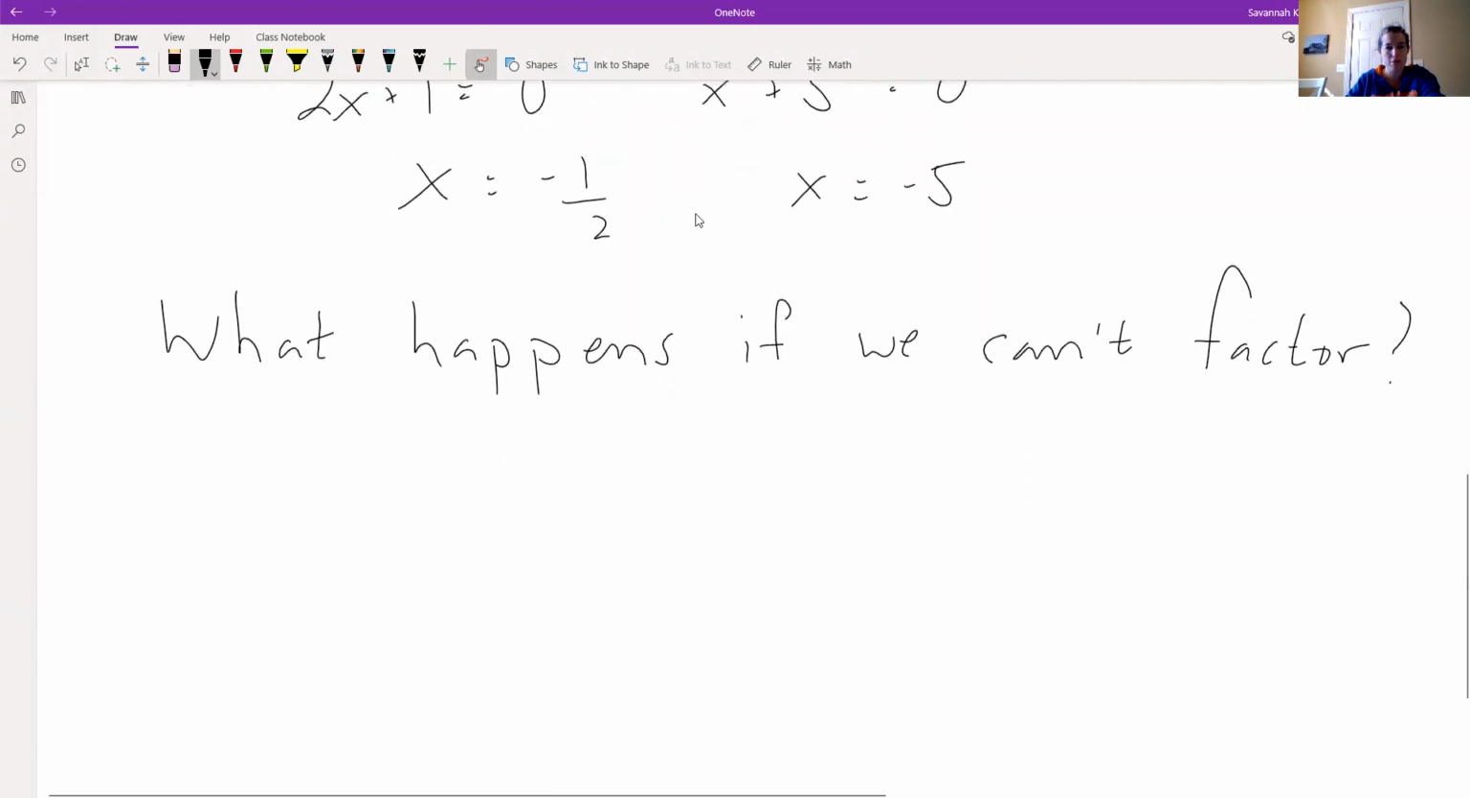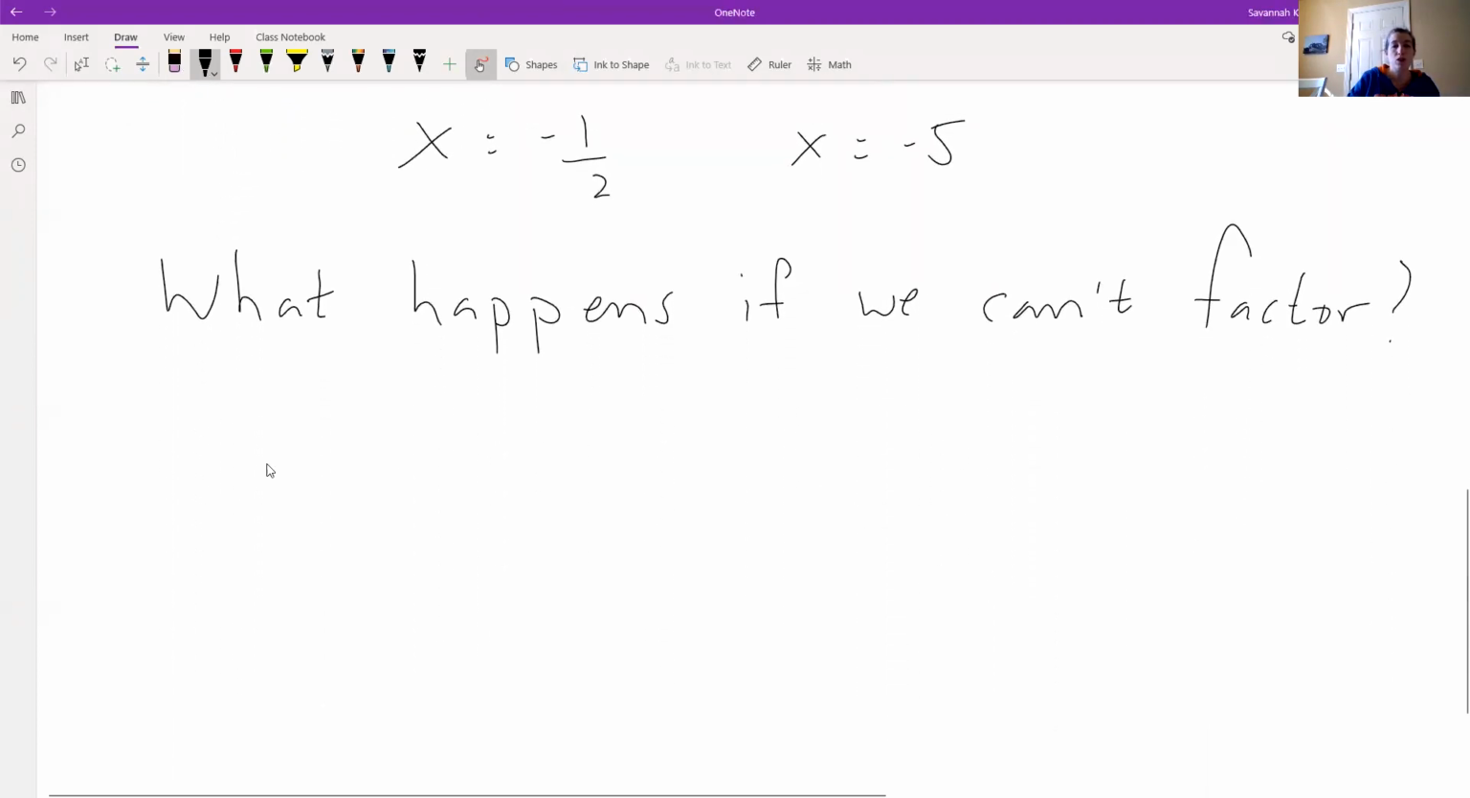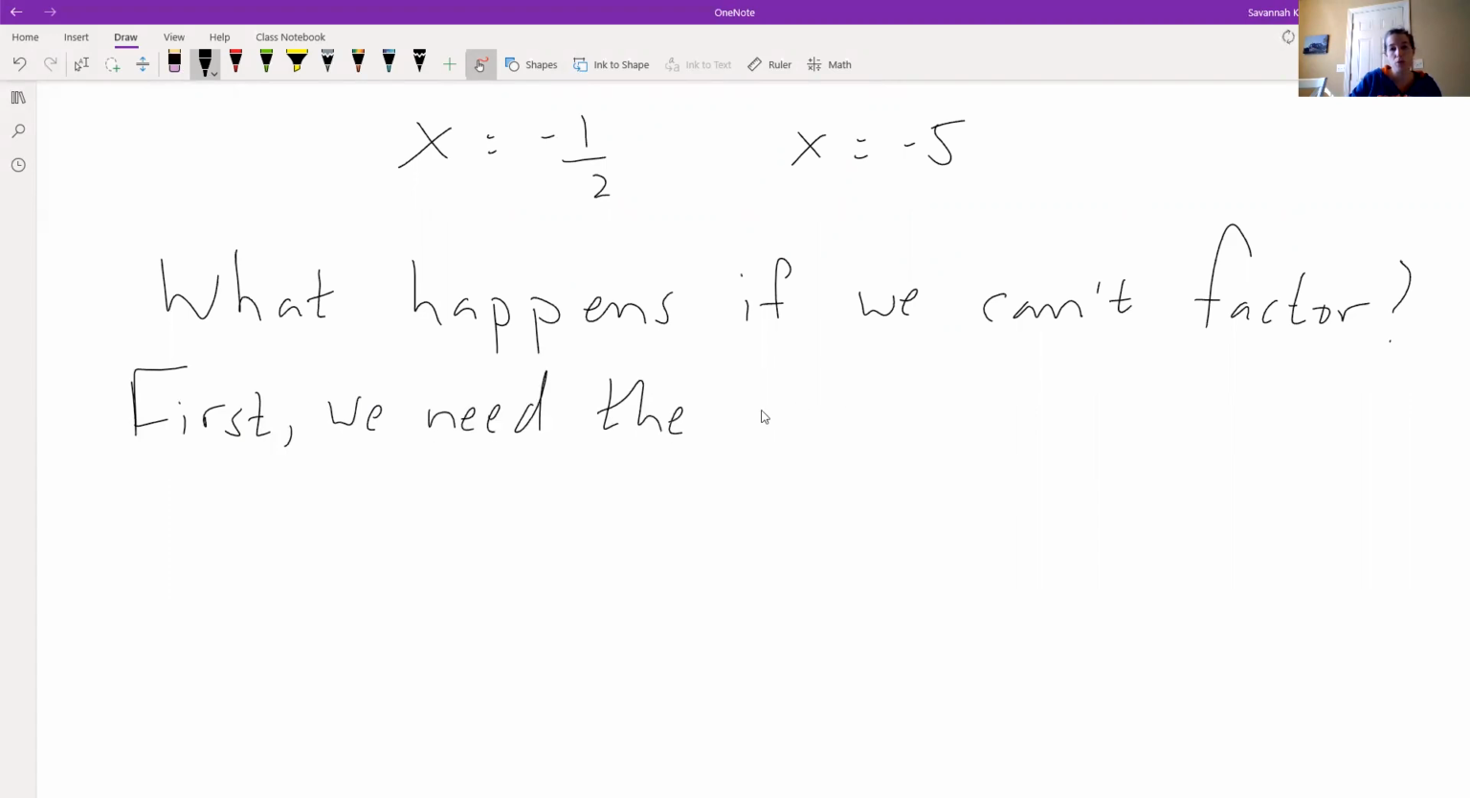So what happens if we can't factor? Well, to learn what happens if we can't factor, first, we need something called the square root property.